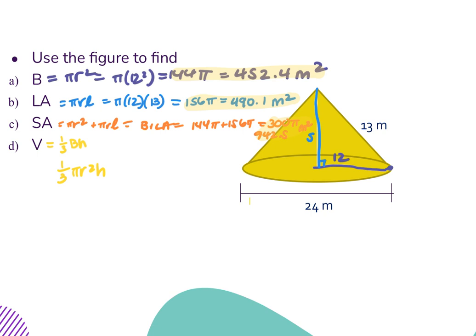I promise you, you're going to see triples, so you might as well review them. 5, 12, 13. 3, 4, 5; 6, 8, 10; 5, 12, 13; 7, 24, 25; 8, 15, 17. Those are the most common ones.